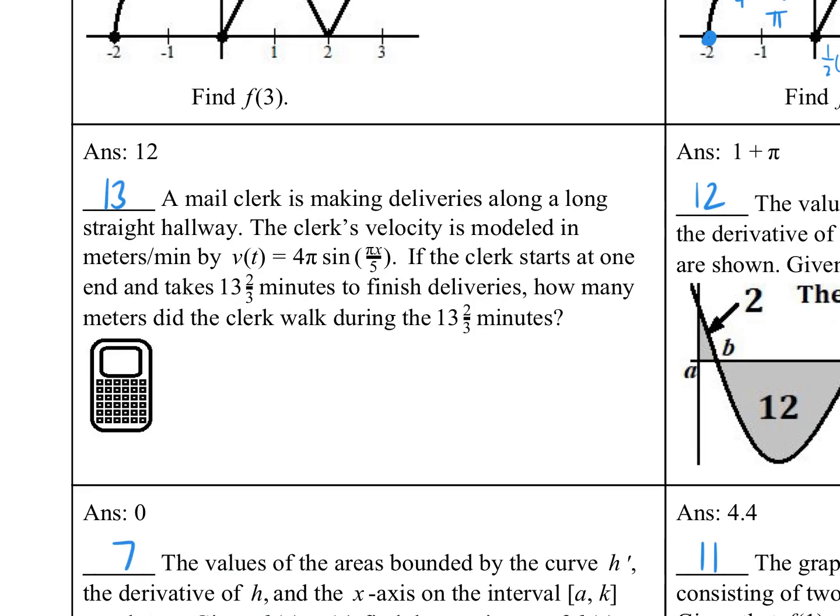Number 13 is very similar to the one that we did on the previous page. Again, we're given a velocity function, and if we're starting at one end and taking 13 2/3 minutes to finish delivery, how many meters did they go? When I'm taking the integral for this one from 0 to 13 2/3 of the velocity function, I need to put that velocity function in absolute values because distance can never be negative.